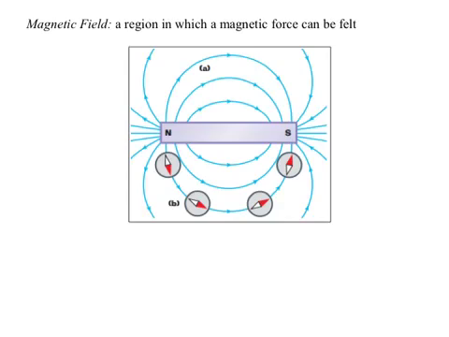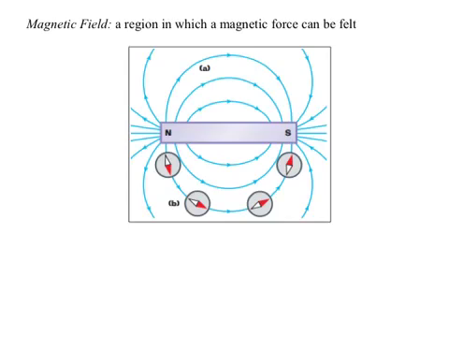A magnetic field. Tori, answer that for us. A region in which a magnetic force can be felt. So a force can be felt where there is a field. So this is a magnet right here. There's a north pole and there's a south pole. The field is drawn from the north pole to the south pole.